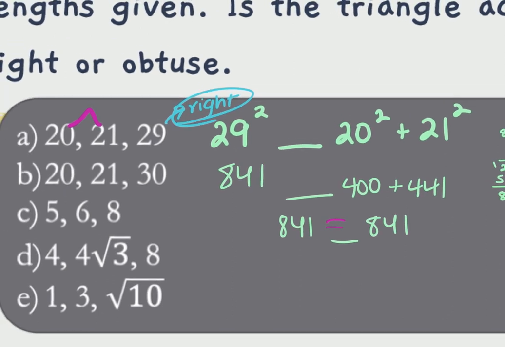So the first check is, can it be? Add the two smaller sides together. If it's bigger, then it's yes. Then go to the C squared has what relationship to A squared plus B squared?